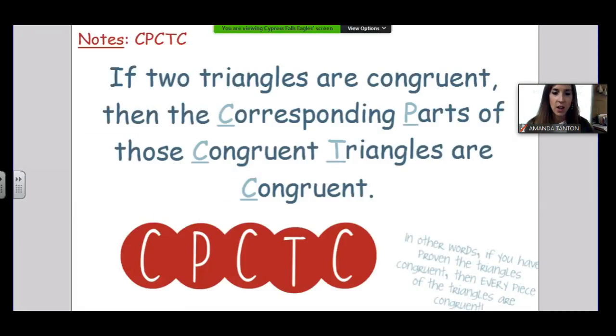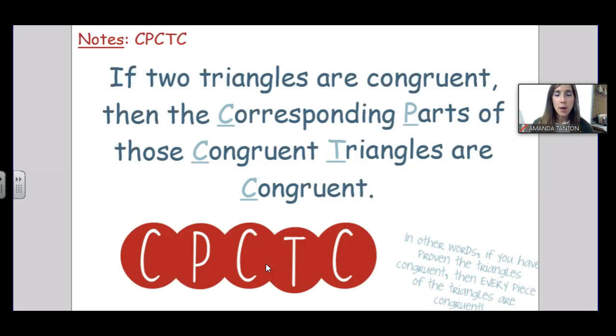So write this down. If two triangles are congruent, then the corresponding parts of those congruent triangles are congruent. It's a lot of words. That's the last time you'll ever need to write it out, today, right now in your notes. And for the rest of time, you can just abbreviate it CPCTC.